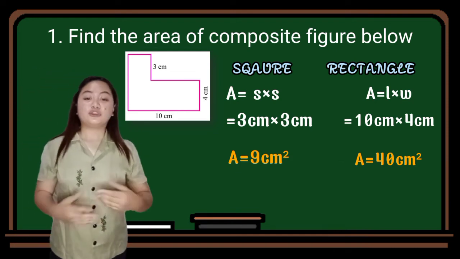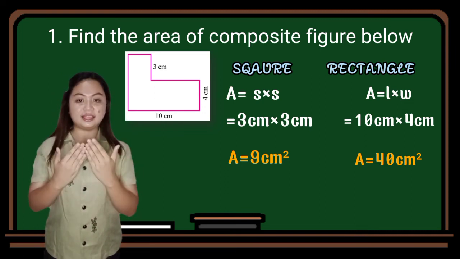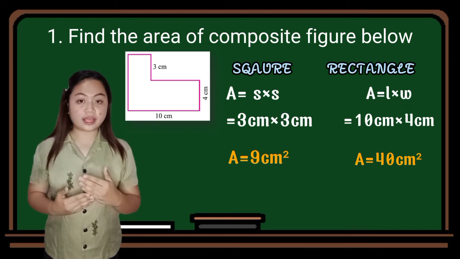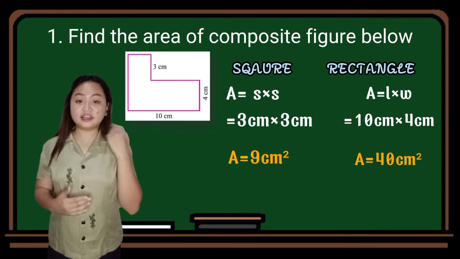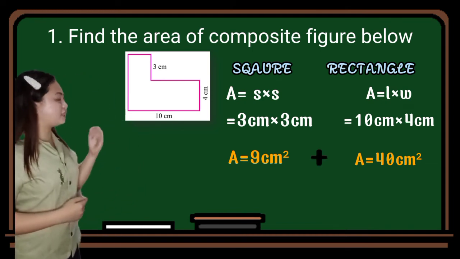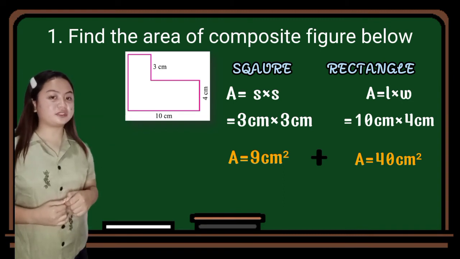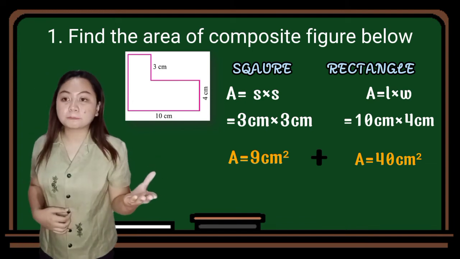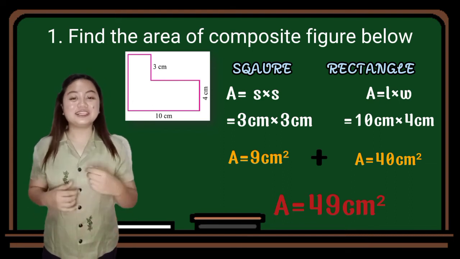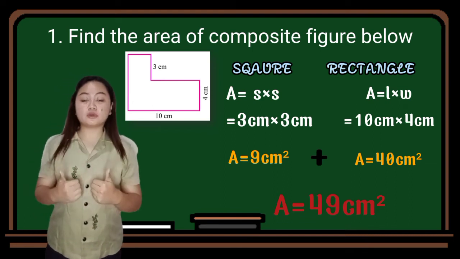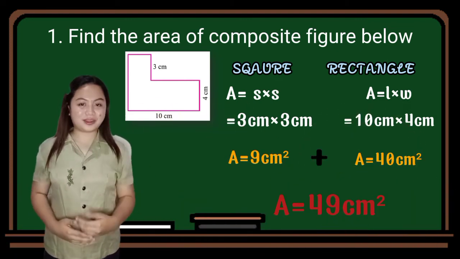So class, to find the area of this composite figure, we are going to add the area of the square and the area of the rectangle. Now, let's add their areas. 9 square centimeters plus 40 square centimeters. The answer is 49 square centimeters. Good job. So therefore, the area of this composite figure is 49 square centimeters.